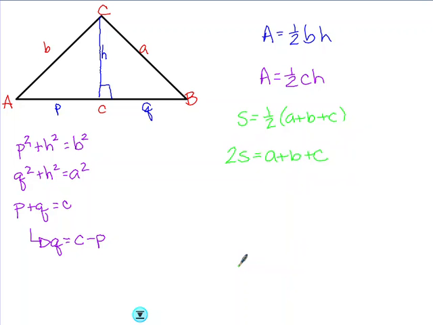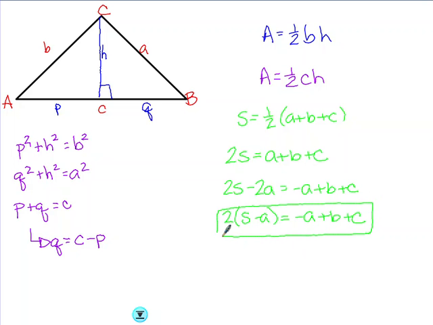I'm going to take this formula. I'm going to subtract 2A from both sides. So if I subtract 2A, I get 2S minus 2A equals negative A plus B plus C. And I can factor this so that I have 2 times S minus A equals negative A plus B plus C. So I'm going to use this later.